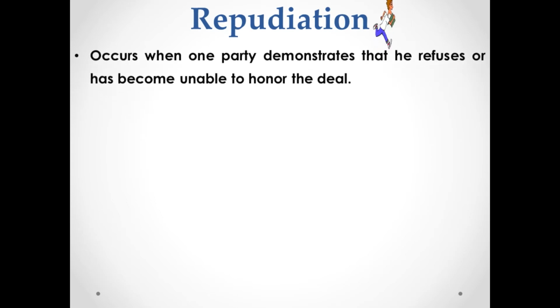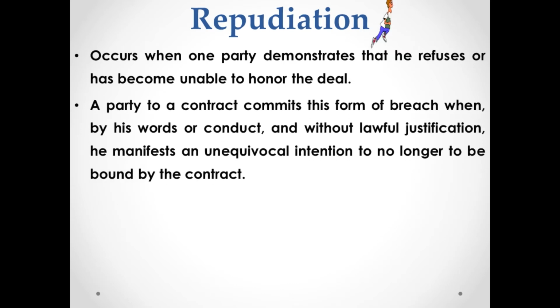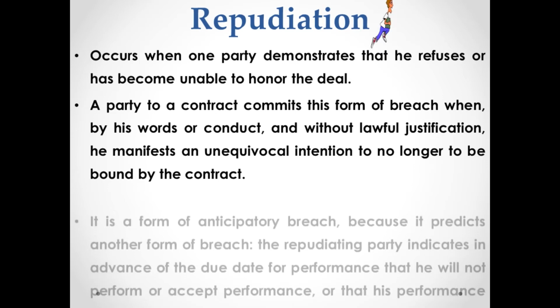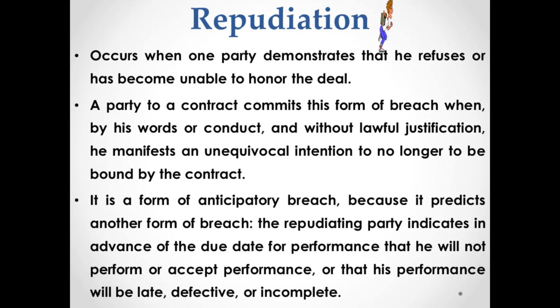Then the other form of breach we have is repudiation. Repudiation occurs when one party demonstrates that he refuses or he has become unable to honor the deal in the contract. That is, a party to a contract commits this form of breach when, by his words or conduct, and without lawful justification, manifests the intention to no longer be bound by the contract. It is a form of anticipatory breach because it predicts another form of breach.